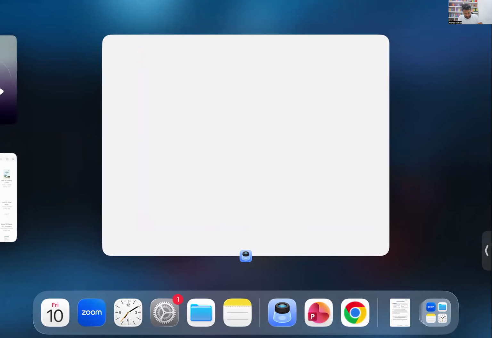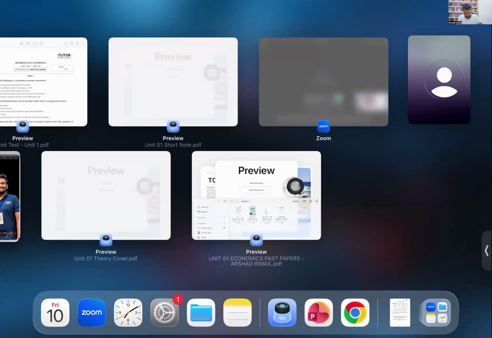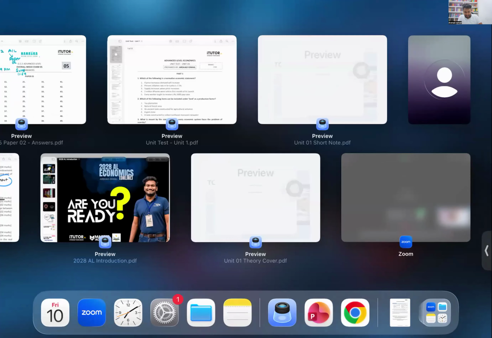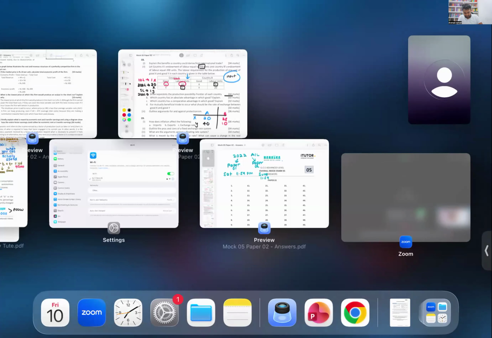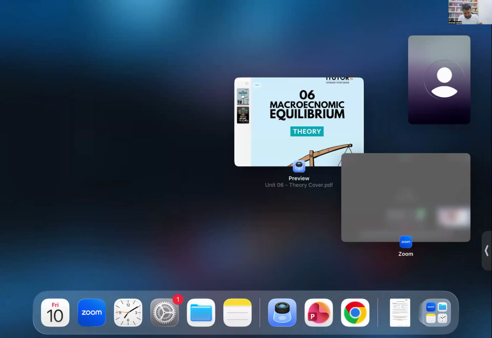Give me a second. Let me clear all of this, there are 100 different tabs open.